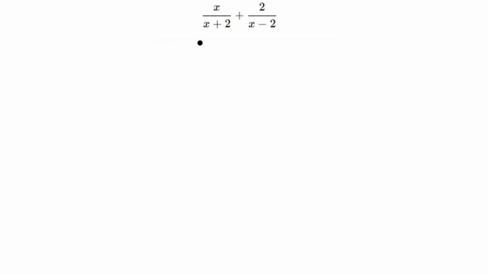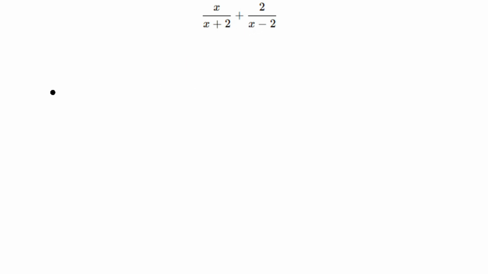x over x plus 2 added to 2 over x minus 2. Let's complete this addition of these two rational functions. So first we check the denominators. The denominators are different. This means that we are going to be doing cross multiplication as we learned, right?